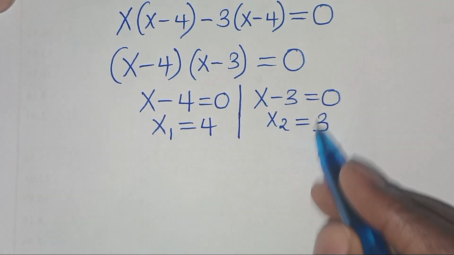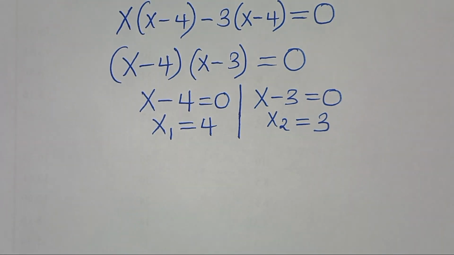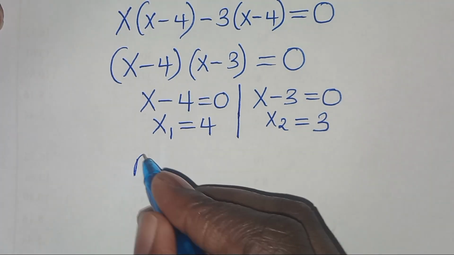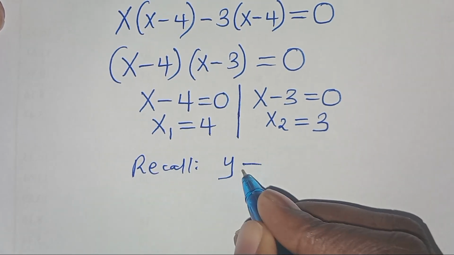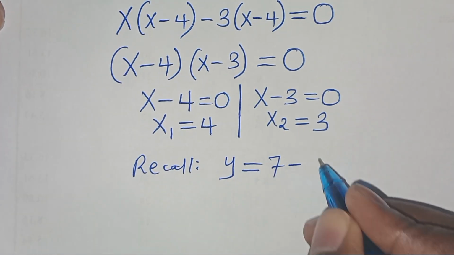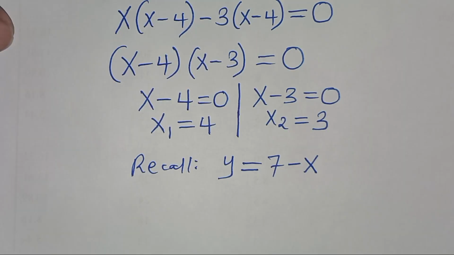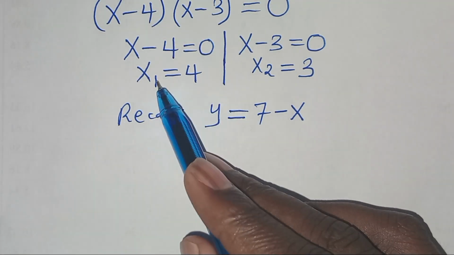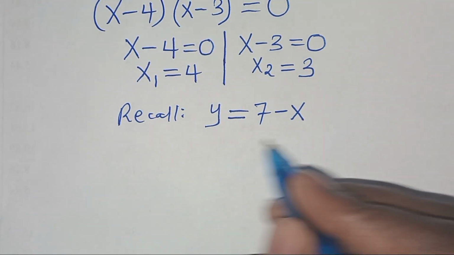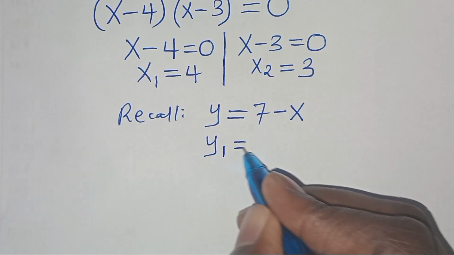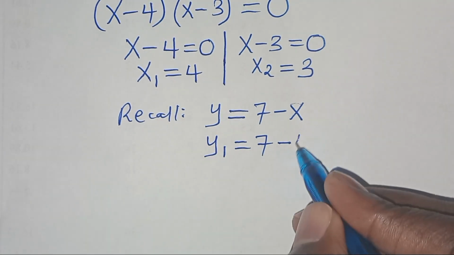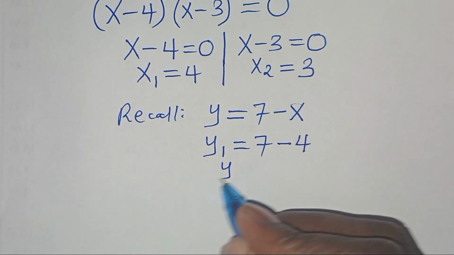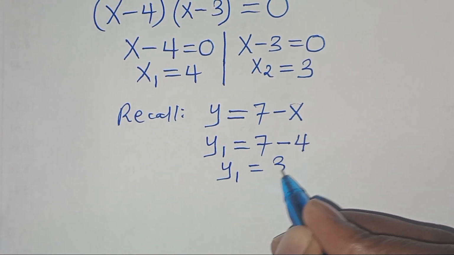So let's solve for the corresponding values of y. Now, if you recall here, we have that y is equal to 7 minus x. So let's substitute first of all the first value, that is y1 will be equal to 7 minus x1, which is 4. And this implies that y1 is equal to 3.